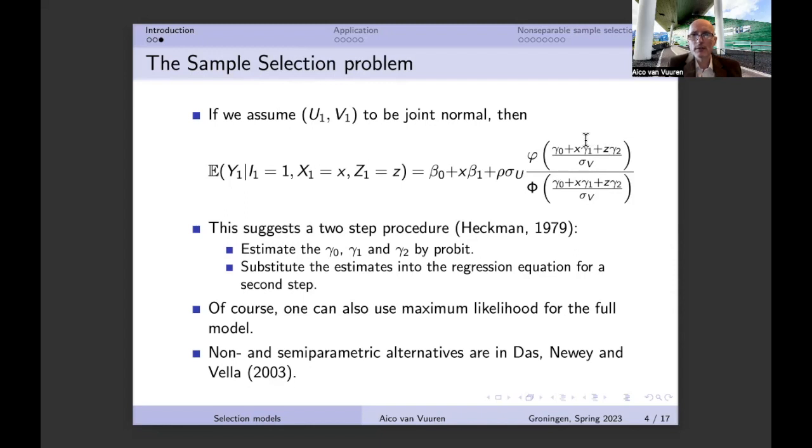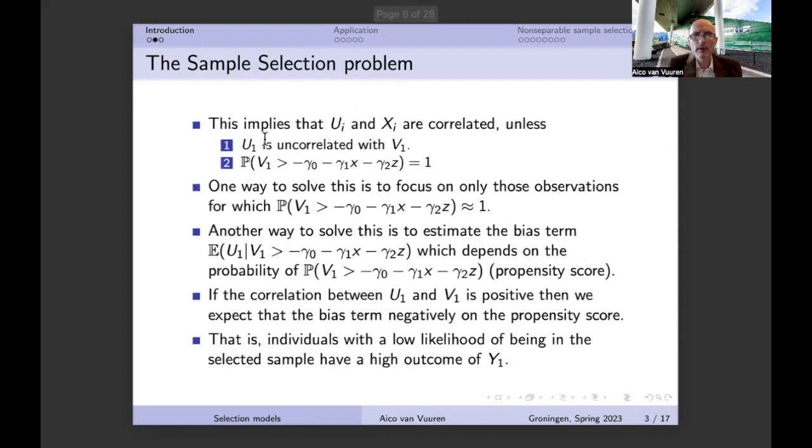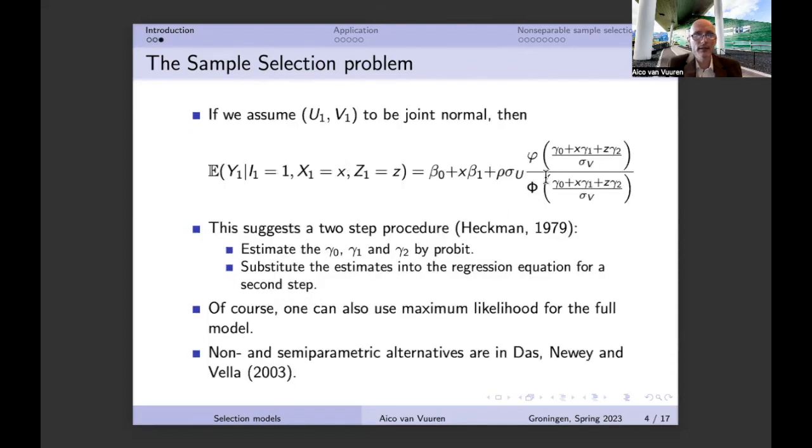There are a couple of things to say about this. First of all, we should realize that this thing that we have over here has a special name. It's usually called the inverse Mills ratio. And another thing that we are going to see is that if we look at the denominator, it's not so difficult to see that this is by itself the propensity score. If we make the assumption that U1 and V1 are joint normal, then it's not that difficult to see that the probability that V1 is larger than this thing over here is exactly equal to that thing that we have in the denominator.